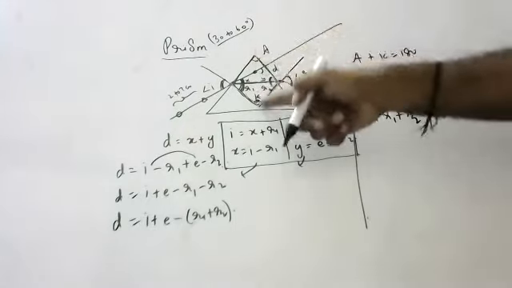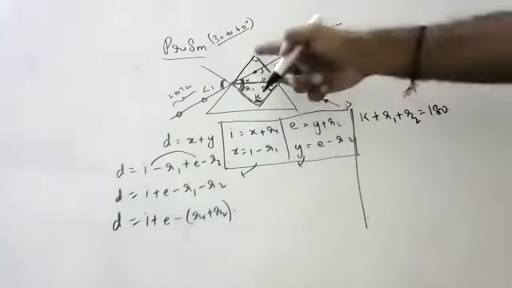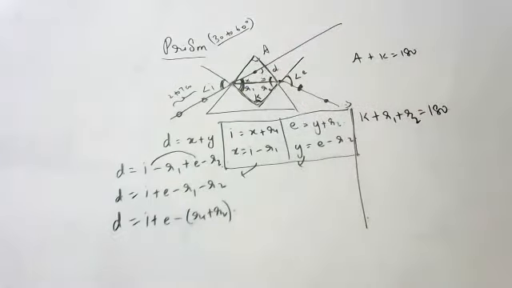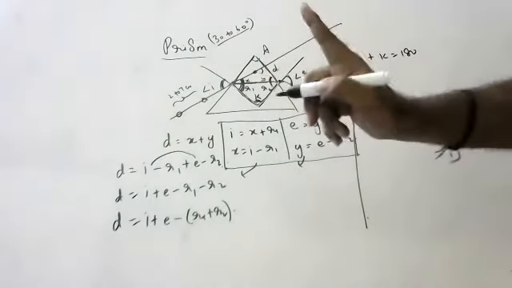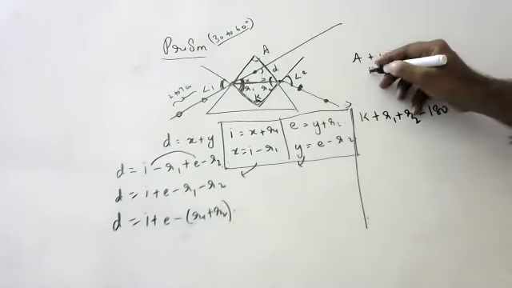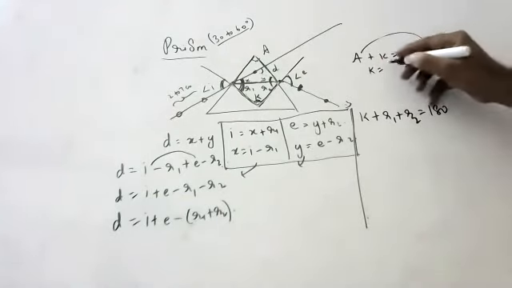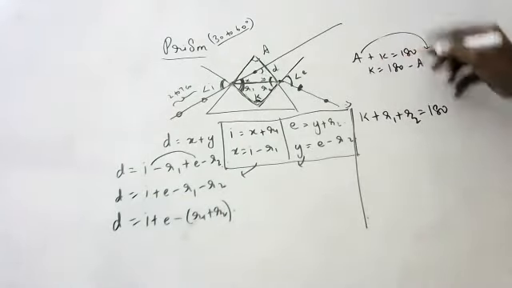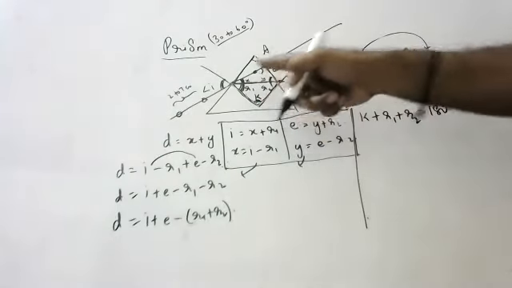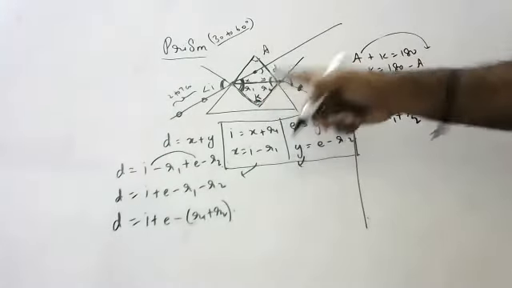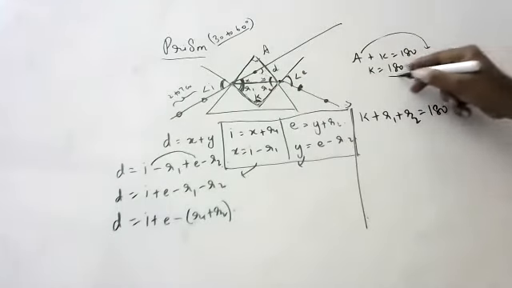Sum of opposite angles will be equal to 180. So this plus this will be equal to 180. So K I can write as what? 180 minus A. This plus this is 180. So K I can write as 180 minus A.